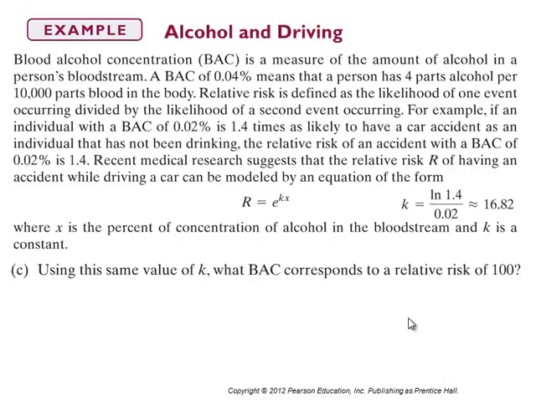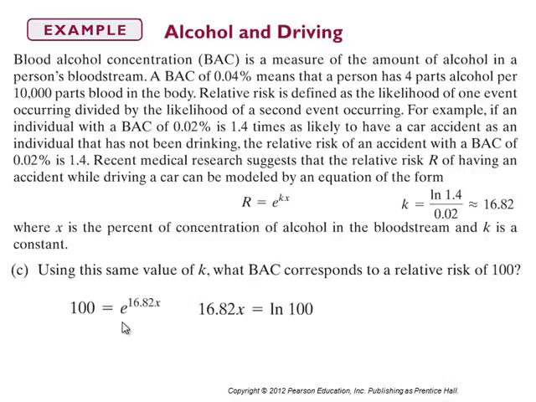Here's another question for you. What blood alcohol content corresponds to a relative risk of 100? So what BAC would you have to be so that you're 100 times more likely to get into a car accident than someone who hasn't been drinking? So just set the function with that appropriate value for k. Set the function equal to 100 and solve for x. So you could take natural log of both sides, so that you get natural log of 100 is equal to 16.82. Remember, when you take the natural log of e to the 16.82 times x, you just get 16.82 times x.